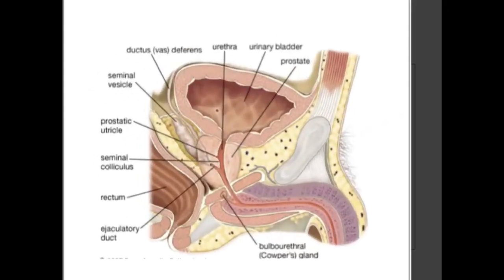The prostate gland lies directly below the neck of the bladder, and therefore the first 3 centimeters of the male urethra lies within the center of the prostate gland. Therefore, as will be discussed later in this podcast, enlargement of the prostate can lead to urethral obstruction.